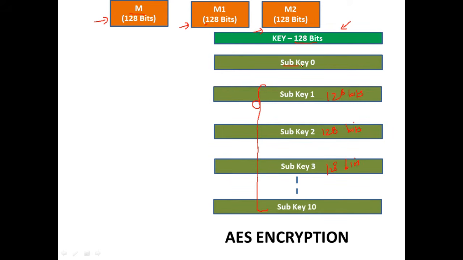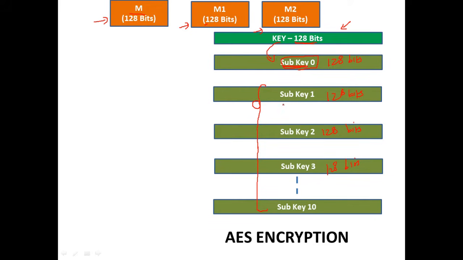And what is this subkey 0? It is nothing but this key. So we are going to get this key and use it as subkey 0. So it is 128 bits. So we're going to select a key of 128 bits that becomes subkey 0, and using this 128 bit key we are going to generate 10 different subkeys.